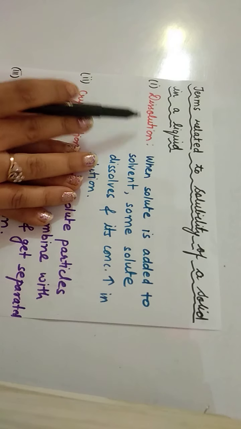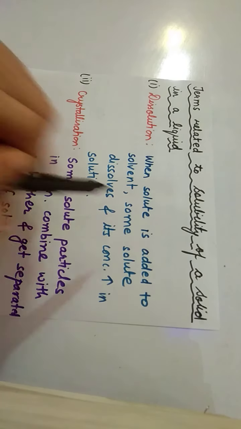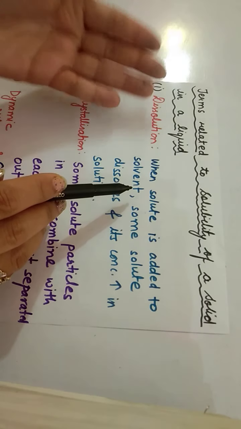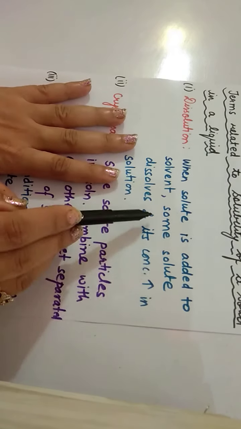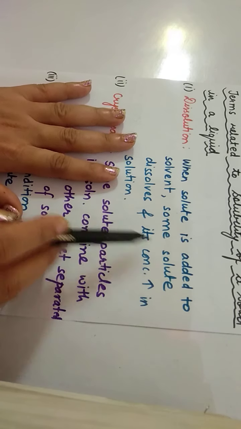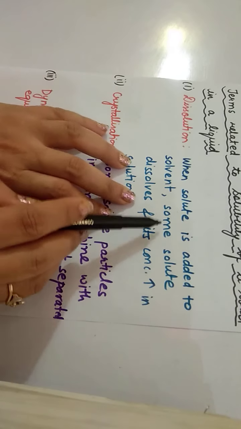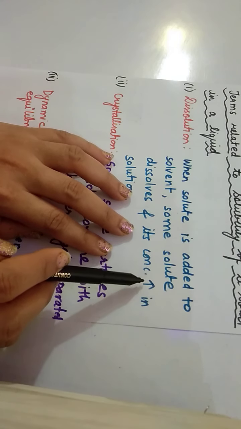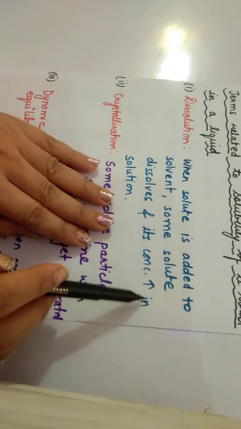So the first term is dissolution. What is dissolution? Dissolution is related to how something dissolves in another substance. When a solute is added to a solvent, as you have added sugar to water, sugar is the solute and water is the solvent, some amount of sugar dissolves in water, due to which the concentration of the solution increases. The solution becomes more and more sweet.